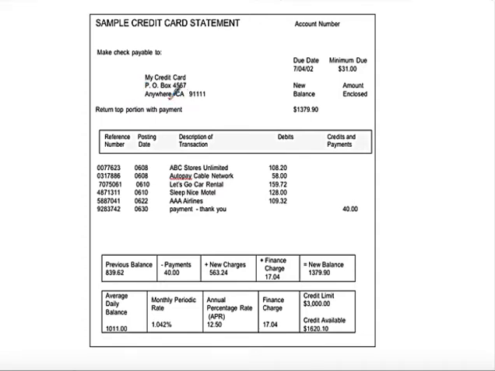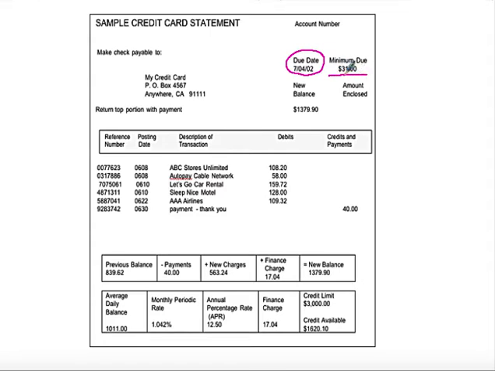Some important things to look for are your due dates. So you want to make sure you get that payment into the mail, or mail it electronically through your checking account, so that it is received by that date. If it's not, then you can accrue a late charge. You're also going to see a minimum payment due.